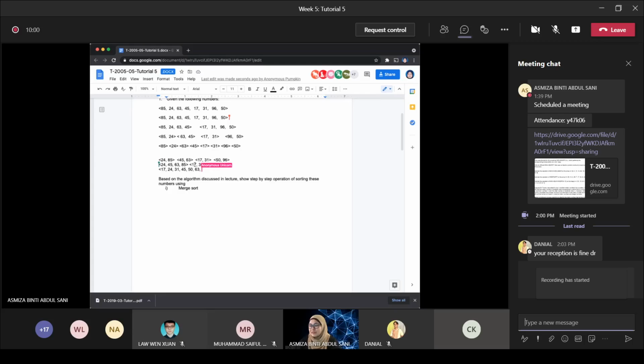17 and 50, 17. 31 and 50, 31. 50 and 96, 50 and 96. And then the last would be comparing between these two subarrays, which is 24 and 17, we get 17. 24 and 31, we get 24.